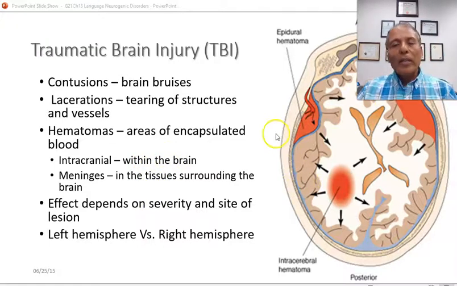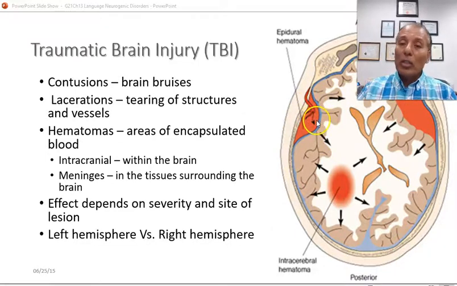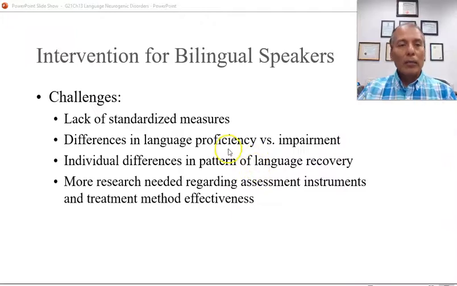So the effect again of this depends on where the hematoma occurs, how big it is, how big the large vessel is, and basically how fast the patient gets the help. So if it hits in the right hemisphere versus the left hemisphere, the symptoms will be quite different, and we'll discuss that in detail in a few minutes.